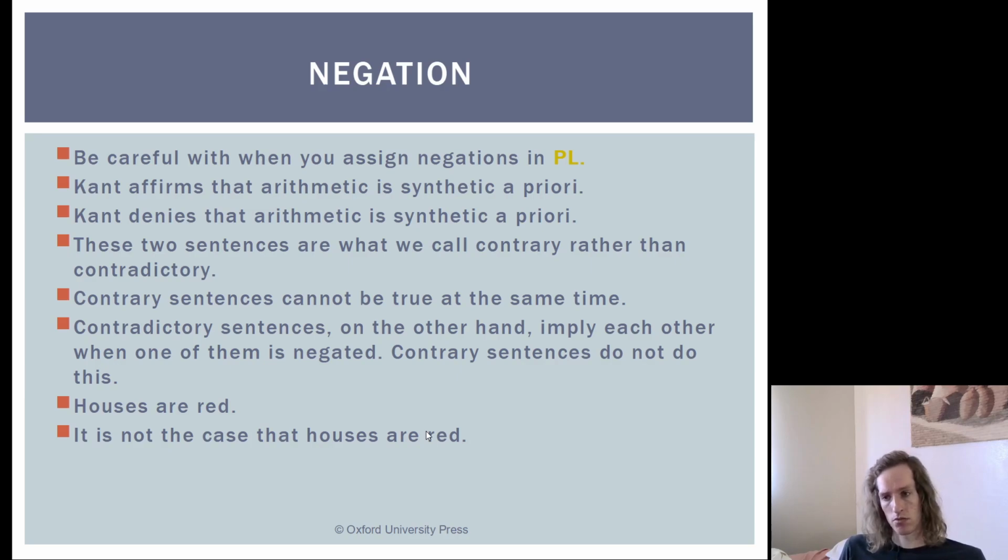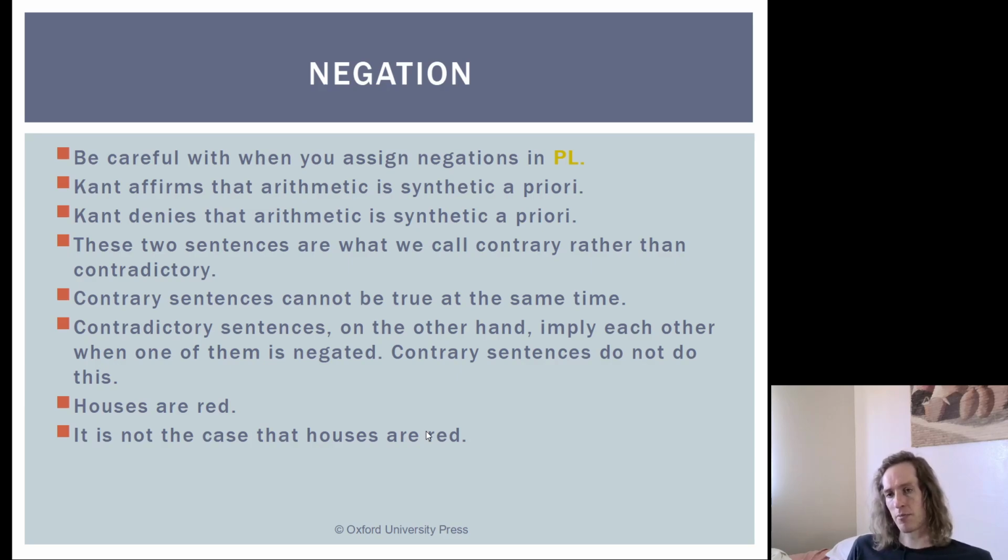So, for example, if I have two sentences, "houses are red" and "it is not the case that houses are red." Well, if I negate "houses are red," then I get the sentence "it is not the case that houses are red." Fair enough. If I negate the second sentence, if I say "it is not the case that it is not the case that houses are red," then what that means is that houses are red. It means that the other sentence must be true. There's no middle term that we can appeal to.